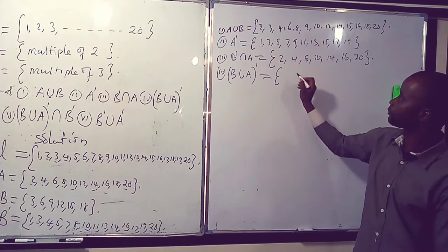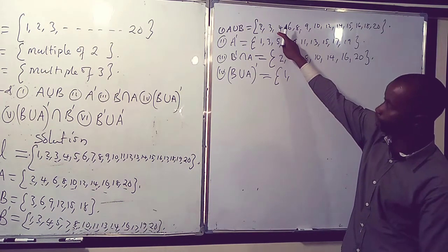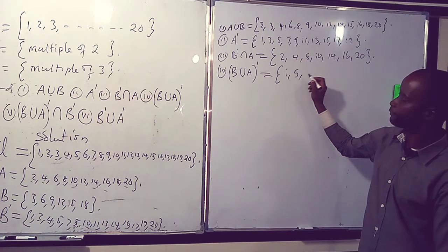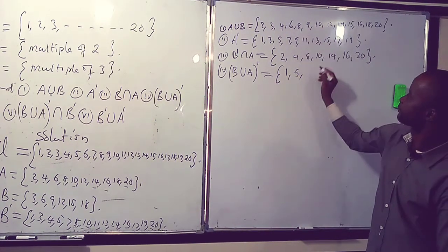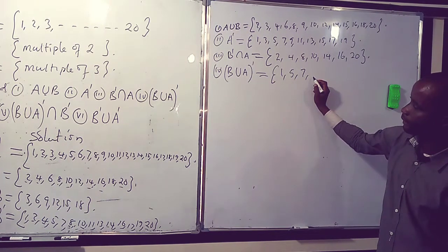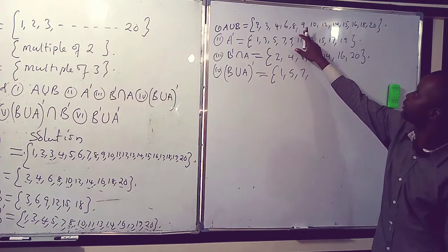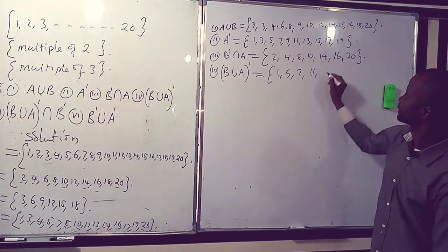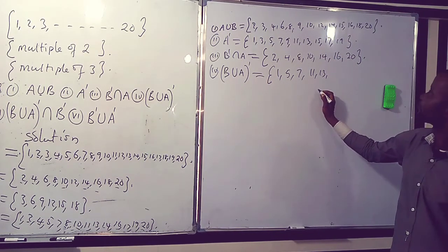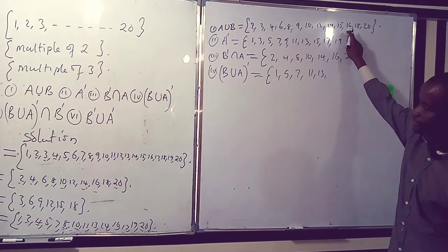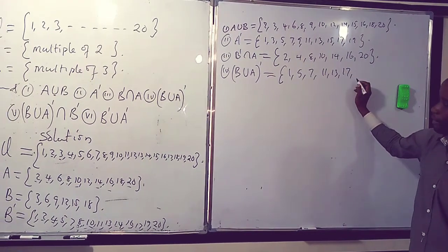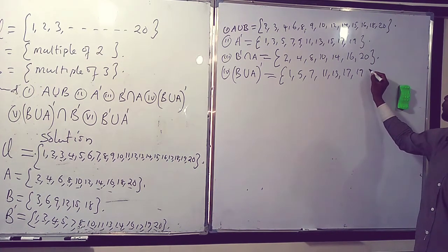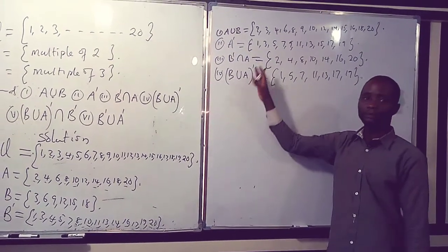What are the first elements? We have 1. There's no 1 here. We have 2, we have 3, we have 4. There's no 5 here, so 5. Then there's no 7 here, so 7. We have 8, we have 9, 10. There's no 11 here, so 11. What of 13? No 13 here. We have 14 here, 15, 16. There's no 17 here. And what of 19? There's no 19 here. What of 20? You have 20. That's A union B prime.